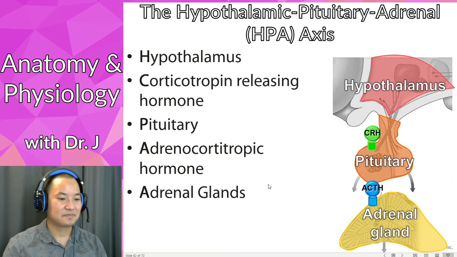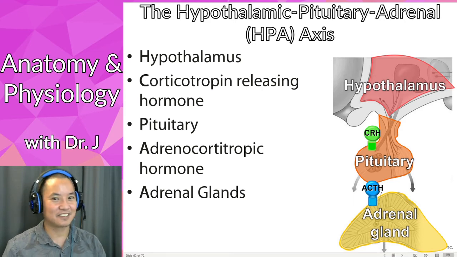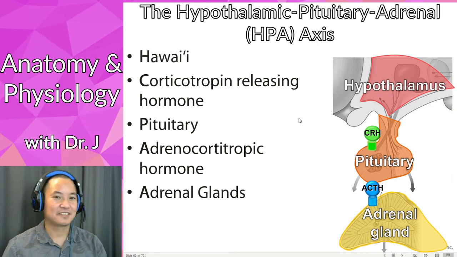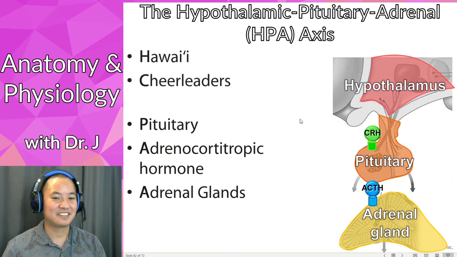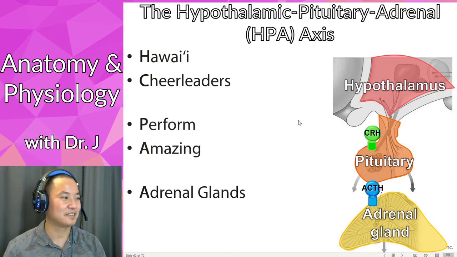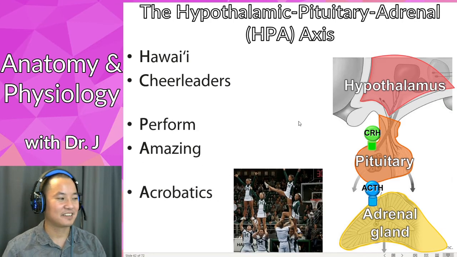If you like mnemonics, I have another one for this. I think of it this way: say in-person sports happen again, and you have the UH cheerleaders amping up the crowd, getting everyone really excited. So I like to think of this: Hawaii cheerleaders practice or perform amazing acrobatics. This tells you all of these in sequence. I like mnemonics that have sequences versus mnemonics that are kind of random.